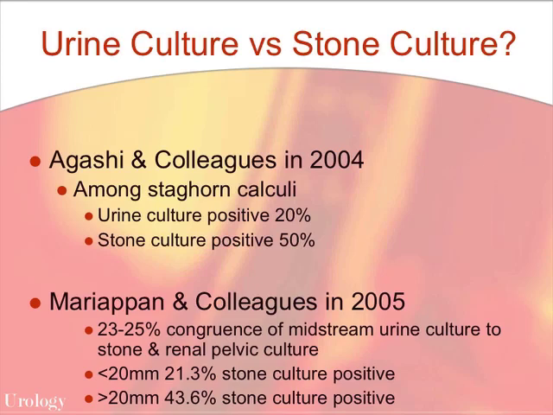Similarly, in 2005, there's a study that compared these two cultures, and they only found a 23 to 25% congruence between the bacterial isolates from the urine and the stone. Interestingly, in the study, they also found that there's a correlation between size of the stone and the likelihood of getting a bacterial isolate, with the larger stone being more likely to grow bacteria.